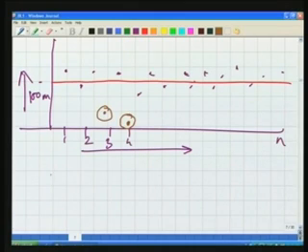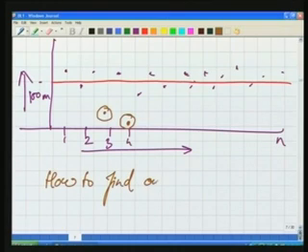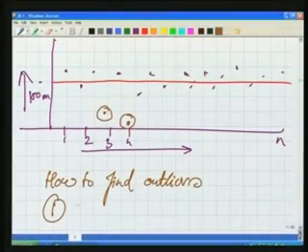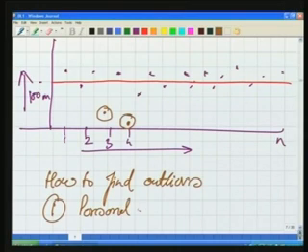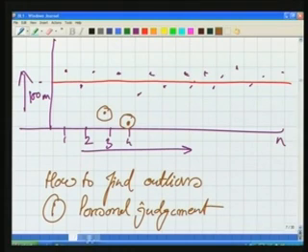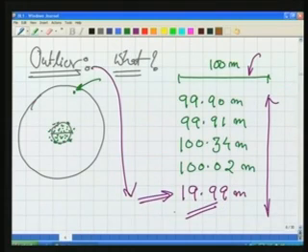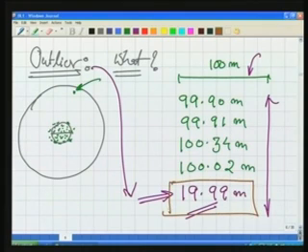Now, the question is how to find outliers, how to determine them, how to locate them. Well, method number 1 could be your personal judgment. As in the previous case, looking at these observations, you can right away delete this observation. No, it can't belong to my set of observations. It has to be an outlier. So, this is the personal judgment which you are doing.